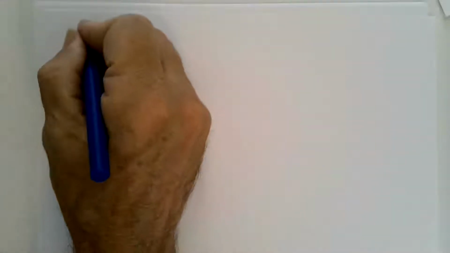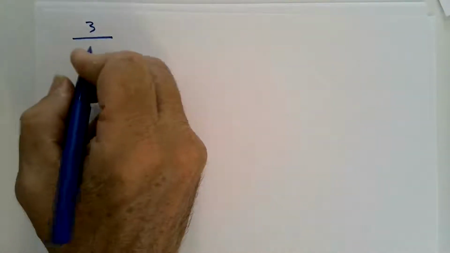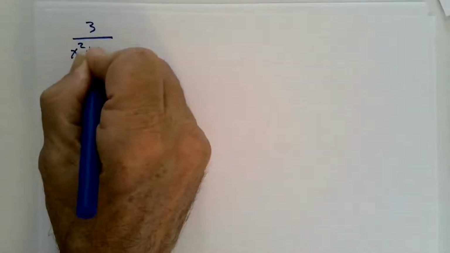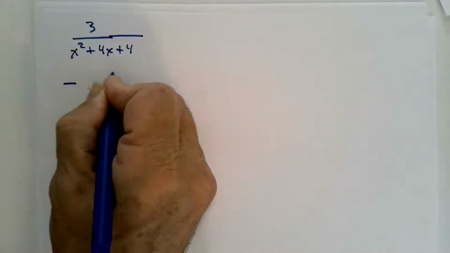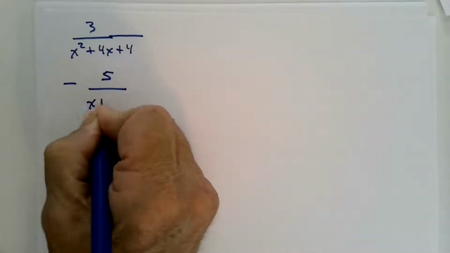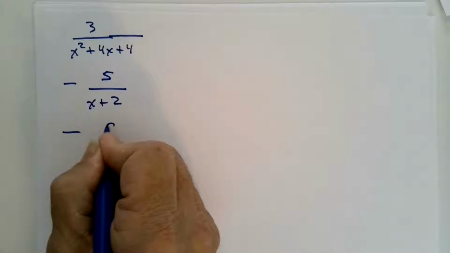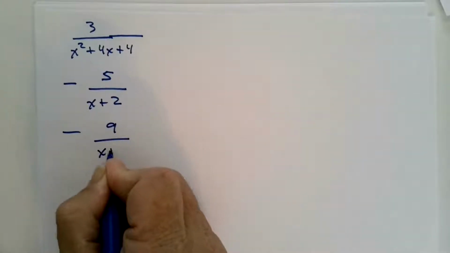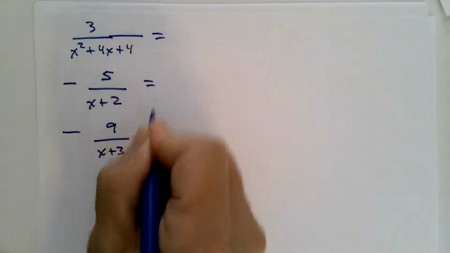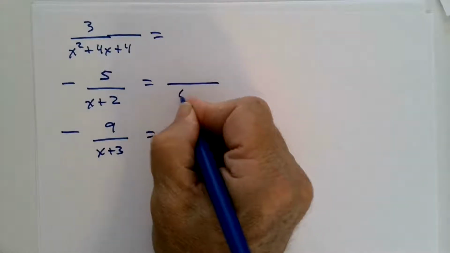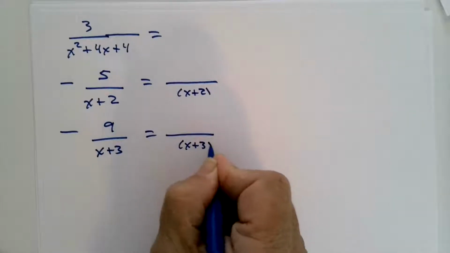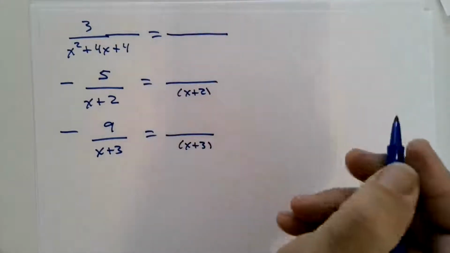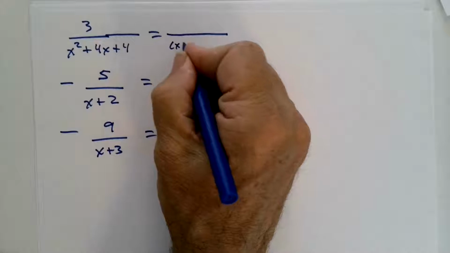So what we're going to do first is 3 over x squared plus 4x plus 4, minus 5 over x plus 2, minus 9 over x plus 3. We need to factor all the denominators. Well, x plus 2 is factored. X plus 3 is factored. But x squared plus 4x plus 4 is x plus 2 times x plus 2.